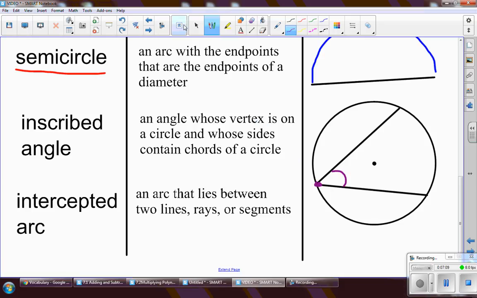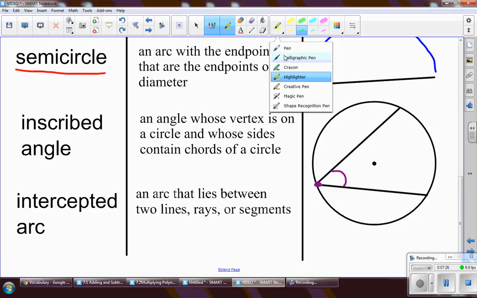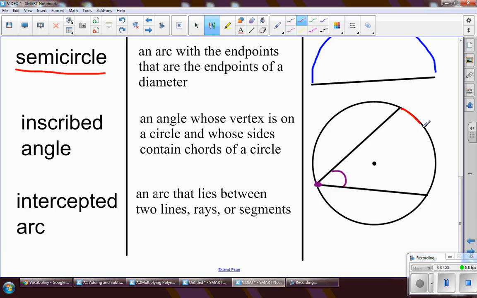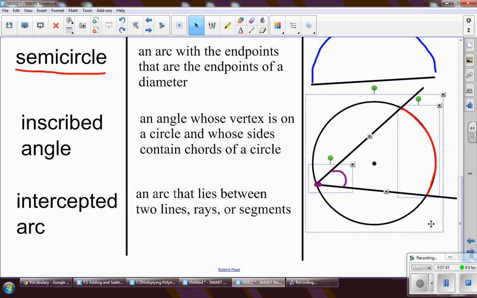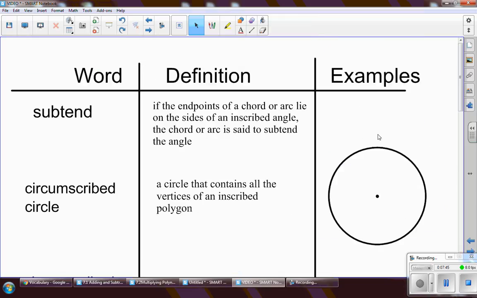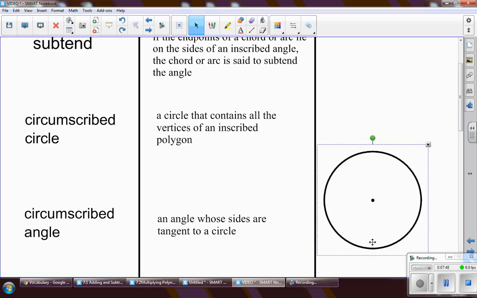All right, and we also have an intercepted arc. An intercepted arc is the arc that lies between the two lines, rays, or segments. So this right here specifically is the intercepted arc of the inscribed angle. These can extend out and be rays, or they can be lines. But this part right here is the intercepted arc. So I'm going to copy and paste this over here to talk about those words.